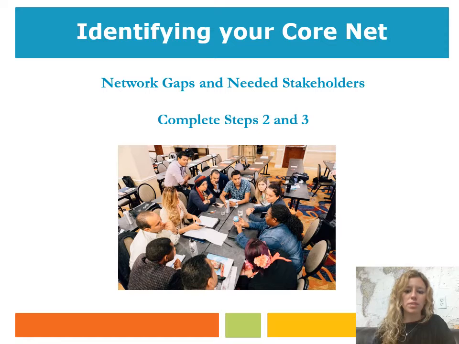So now that you've nearly completed page 2 of the network mapping worksheet and have identified your core network, consider where are your gaps. Step 2 is identifying your core network gaps. You want to list the categories with the fewest names. This is your weakest network area. That's step 2, identifying the gaps. Next is step 3. Who can you then bring in? Who are your needed stakeholders? List people you have not listed yet, who you want to bring into your network. Pause the video and complete steps 2 and 3.